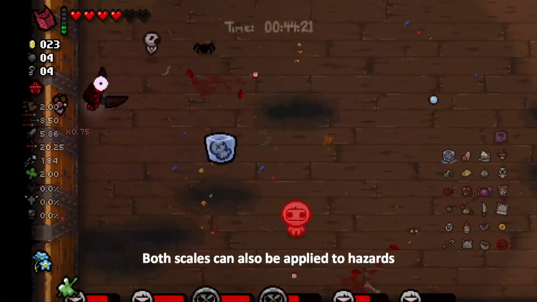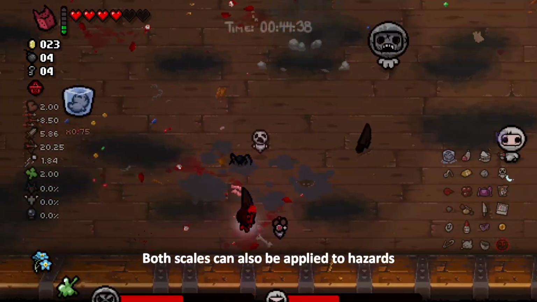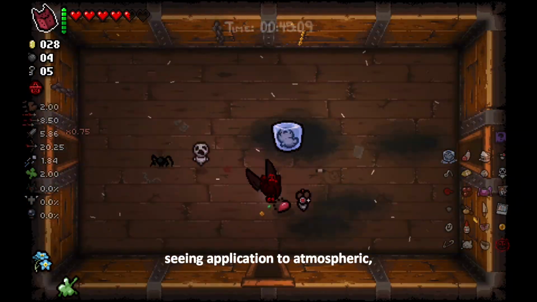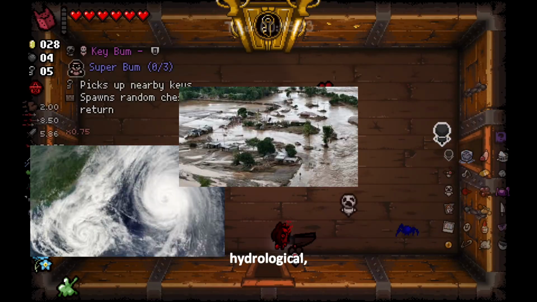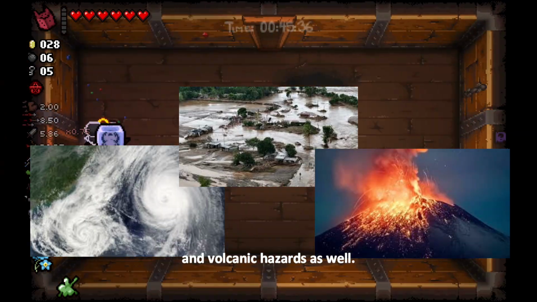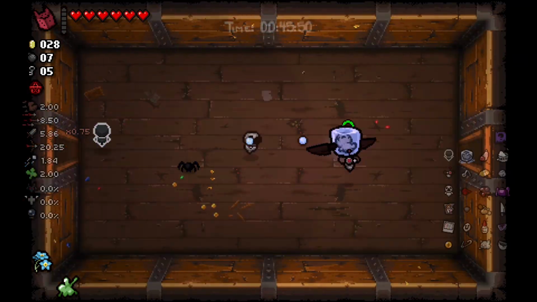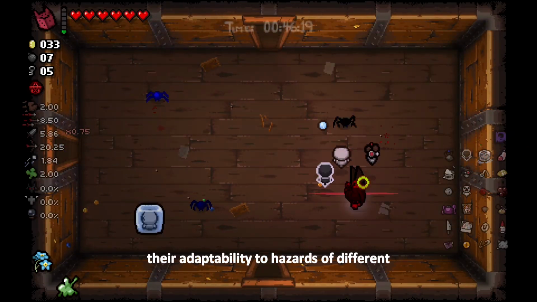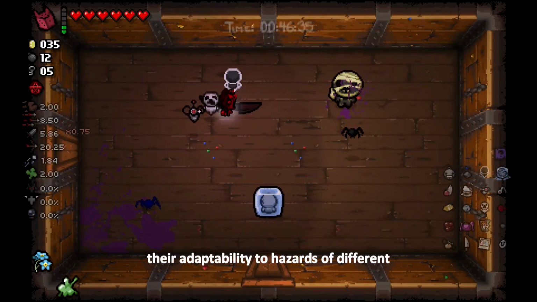Yet, both scales can also be applied to hazards outside of seismic events, seeing application to atmospheric, hydrological, and volcanic hazards as well. This sees both be largely effective in their adaptability to hazards of different natures.